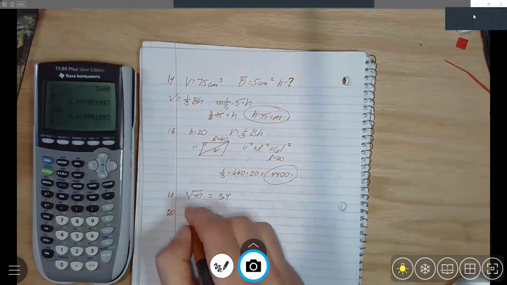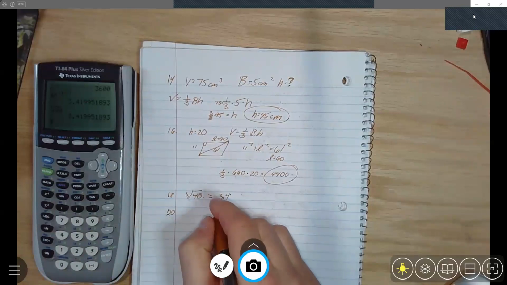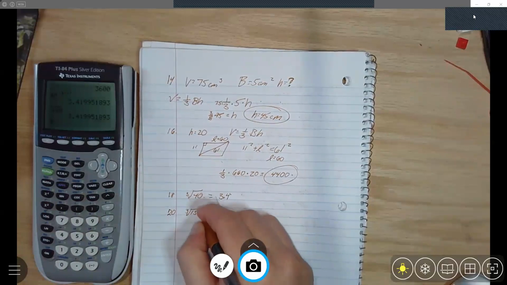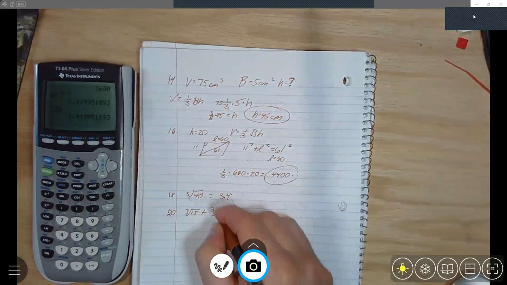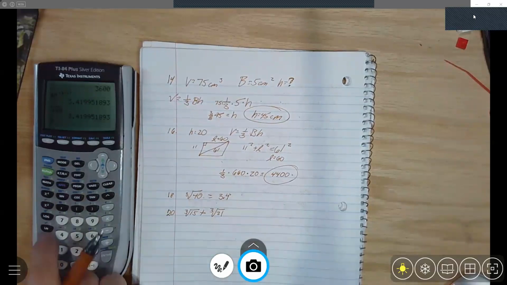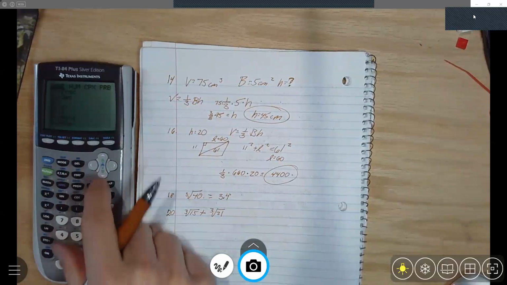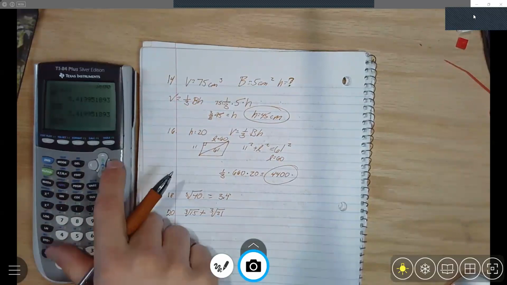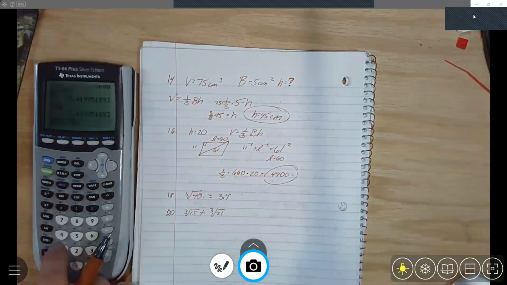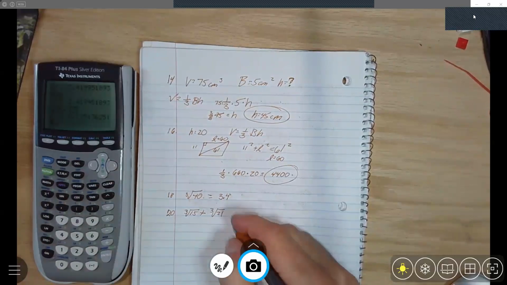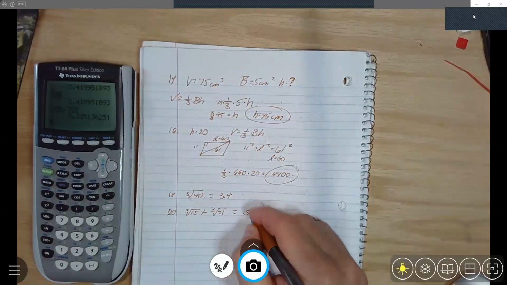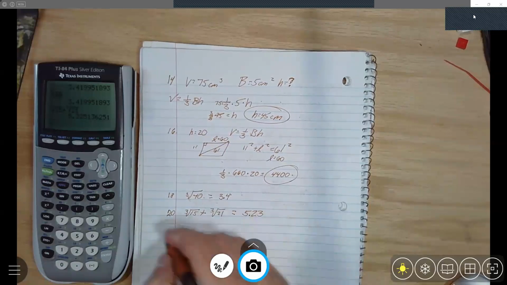Number 20. Calculate the cube root of 15 plus the cube root of 21 to the nearest 100th. So cube root of 15 plus cube root of 21 is 5.225, and they're looking for the nearest 100th, so 5.23.